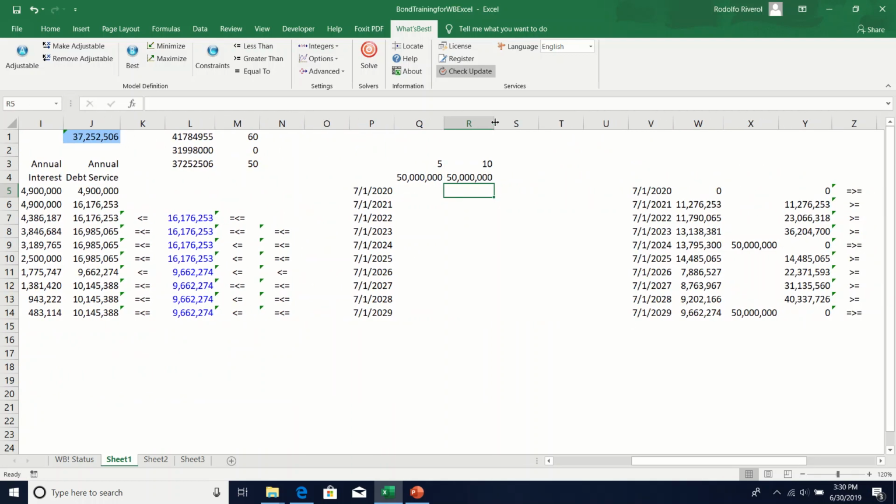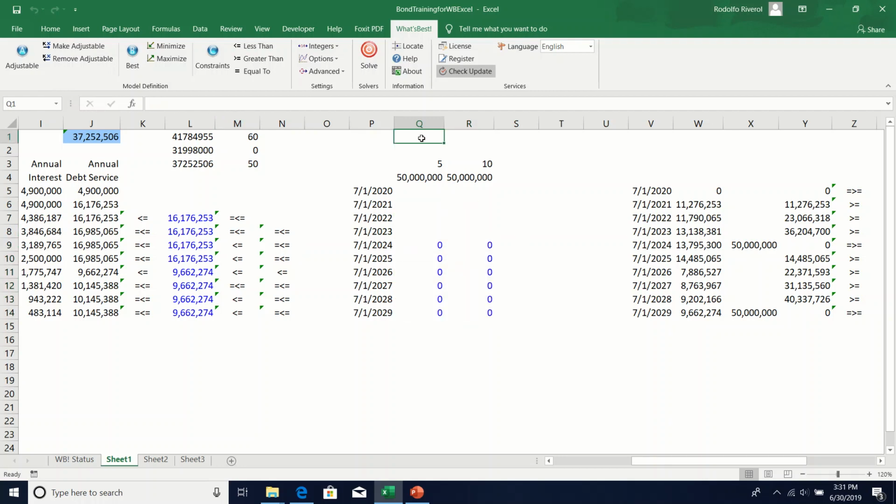Minus 50 million. Okay, and now what we're going to do is we're going to decompose these two PPUs. Okay, now since it starts in year 5, we can only start here. So we're going to start 0 here. We're going to put in adjustable cells all over the place here. Okay, control down, and then we're going to go back to what's best, make these things adjustable.